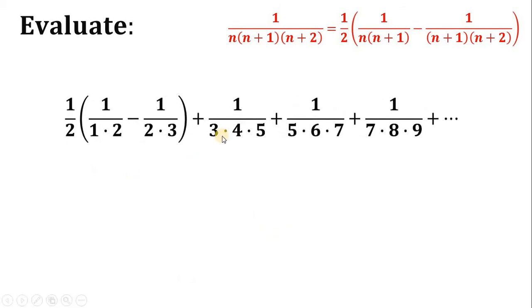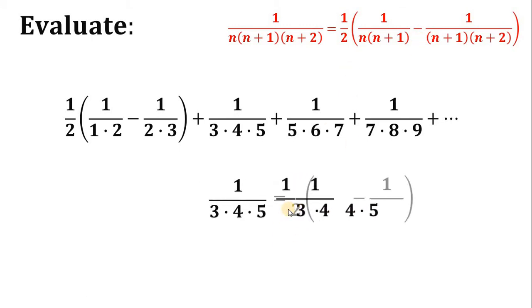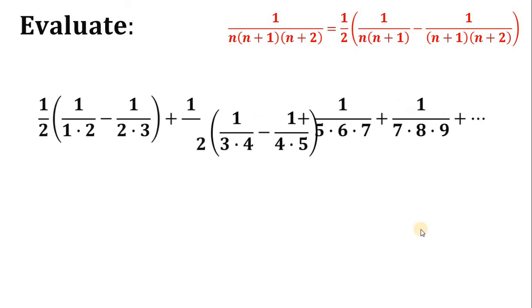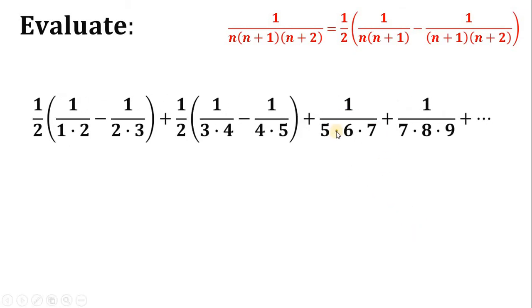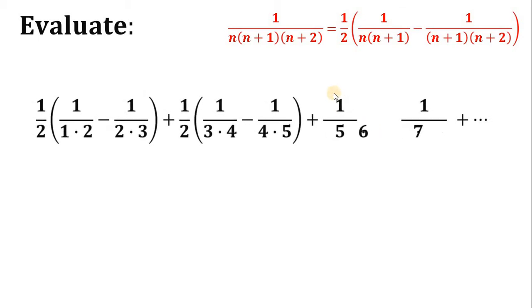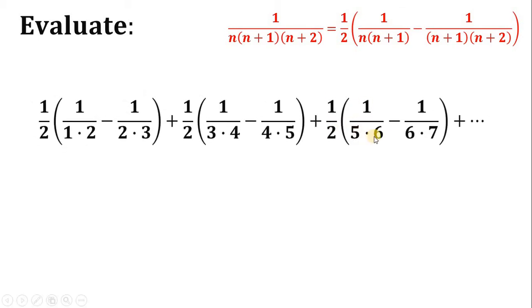Now, we will do the same thing on this expression 1 over 3 times 4 times 5. Using this identity, this is just 1/2 multiplied by 1 over 3 times 4 minus 1 over 4 times 5. So, we can replace 1 over 3 times 4 times 5 by 1/2 times 1 over 3 times 4 minus 1 over 4 times 5, like this. And also, 1 over 5 times 6 times 7 can be replaced by 1/2 multiplied by 1 over 5 times 6 minus 1 over 6 times 7.